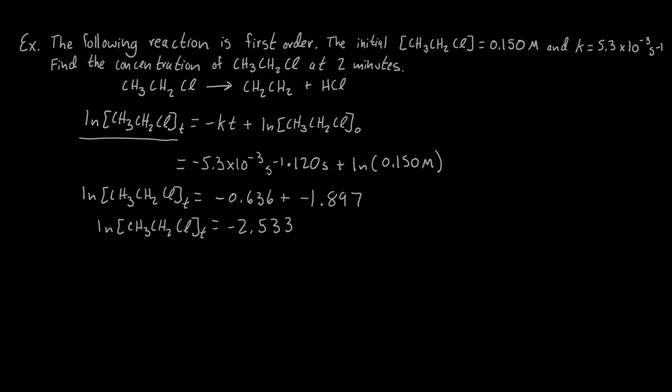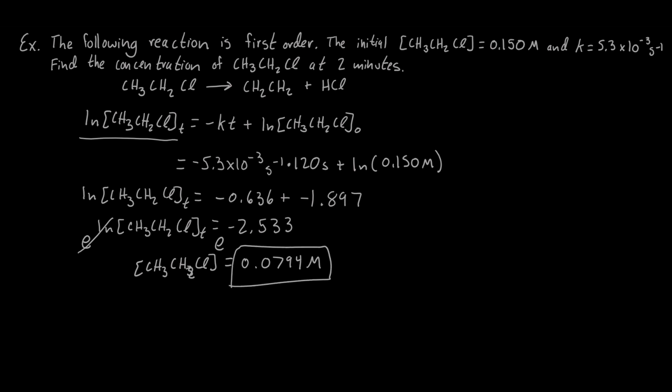And then we need to cancel out our natural log to solve for the concentration. So if we remember, we can cancel out natural logs by using our e. So if we have e raised to the power of both sides, the e and the natural log will cancel out. And then we can evaluate e to the negative 2.533. So if we do that, we should get the concentration of CH3CH2Cl is equal to 0.0794 molar at time is equal to 2 minutes.